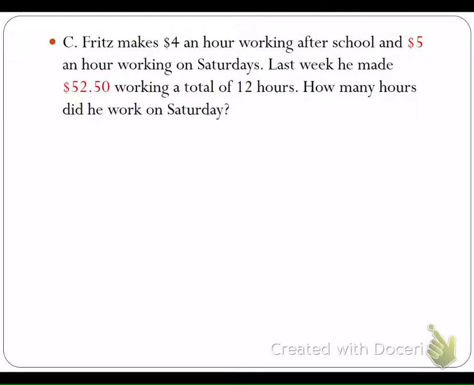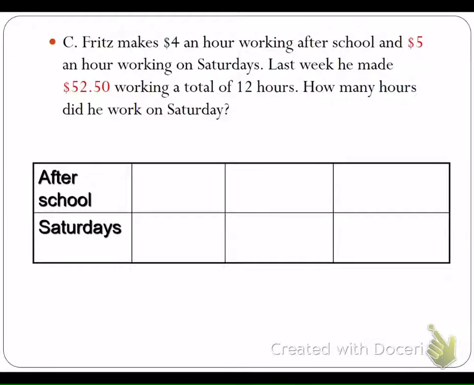All right, so Fritz, I guess is the name. Fritz makes $4 an hour working after school and $5 an hour working on Saturdays. Last week, he made $52.50 working a total of 12 hours. How many hours did he work on Saturday?